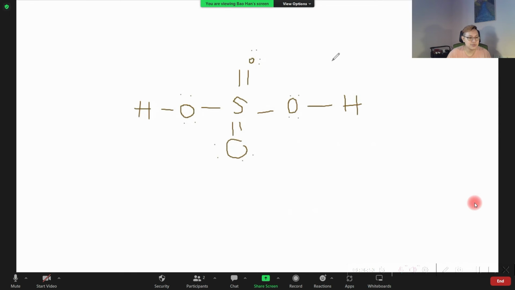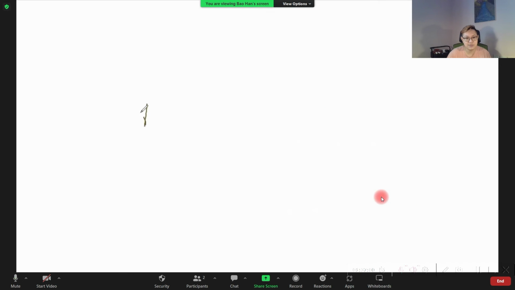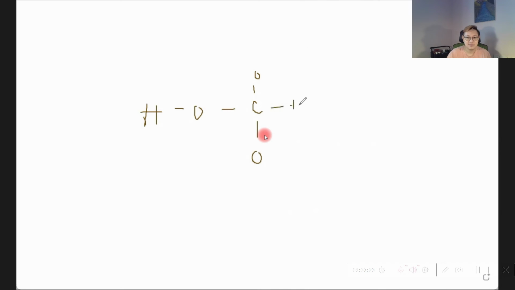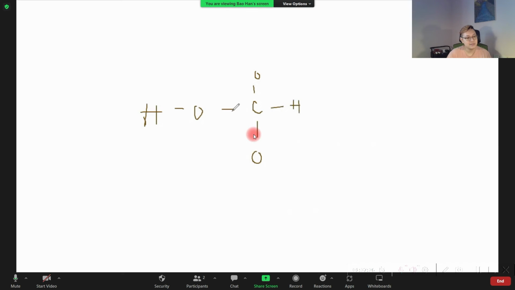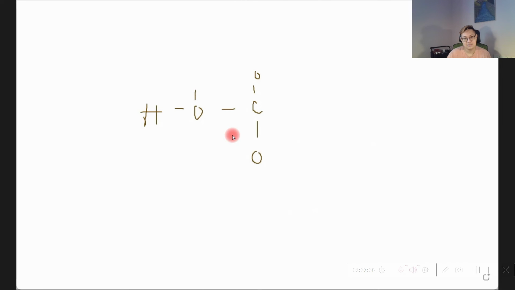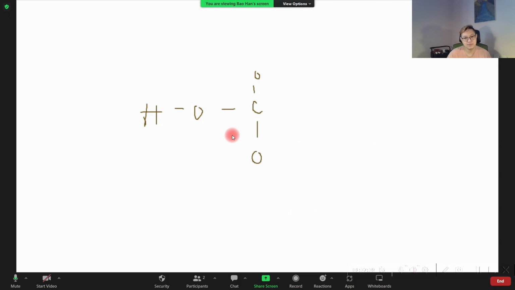All right, so let's try H2CO3, for example. That's an easier example. H2CO3. So one H right here? No, not the C. Remember, these are acids, so the H will have to connect to the oxygen. Not there. It's the oxygen on top or bottom. It's up to you.